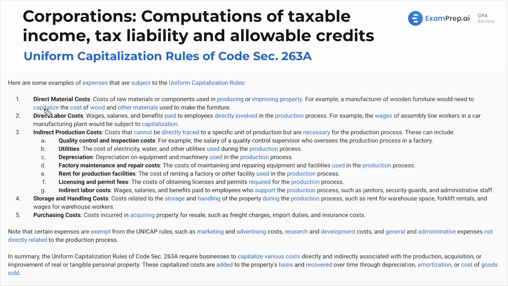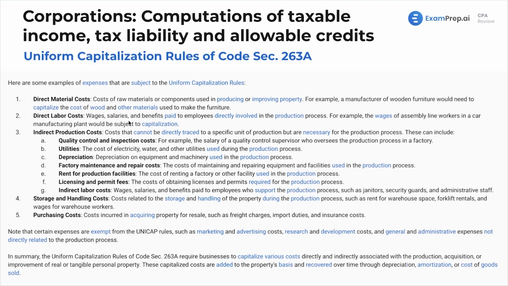Direct material costs. These are costs of raw materials or components used in producing or improving property. For example, a manufacturer of wooden furniture would need to capitalize the cost of wood and other materials used to make furniture. That goes towards cost of goods sold, rather than immediately expensing that and getting the tax benefit right away.